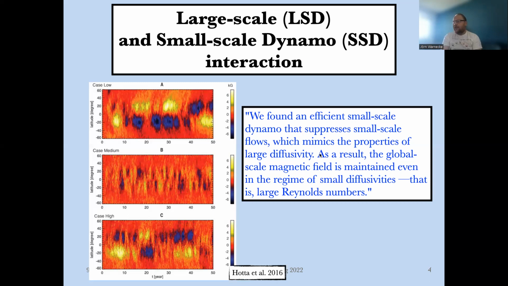"We found an efficient small-scale dynamo in this high-resolution case, that suppresses small-scale flows which mimic the properties of large diffusivity. As a result, the global-scale magnetic field is maintained even in the regime of small diffusivities," that is, large Reynolds numbers. So in his interpretation, it is crucial to have the efficient small-scale dynamo to retrieve such a pattern.